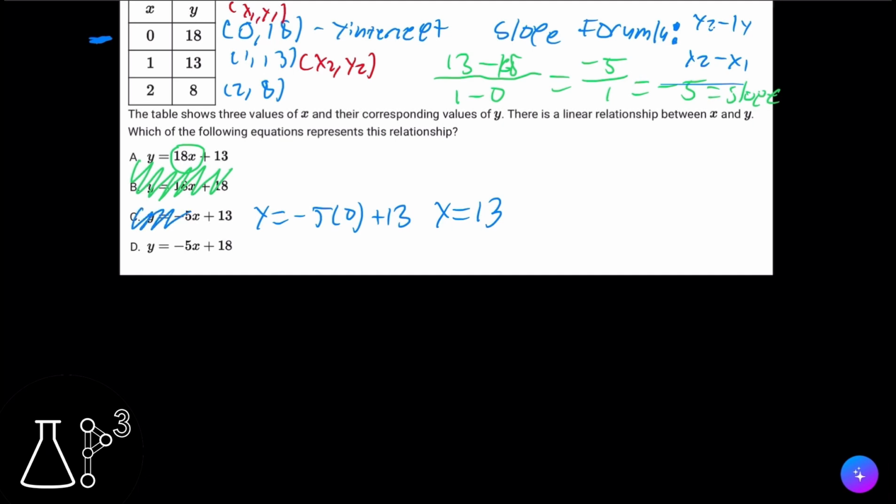But let me fact check that just to make sure. So I would get y equals negative 5 multiplied by 0 plus 18, and anything multiplied by 0 equals 0. So I get y equals positive 18, and that corresponds to the y-intercept in the graph. Therefore, my answer is D.